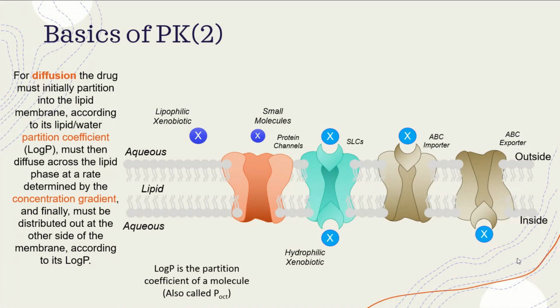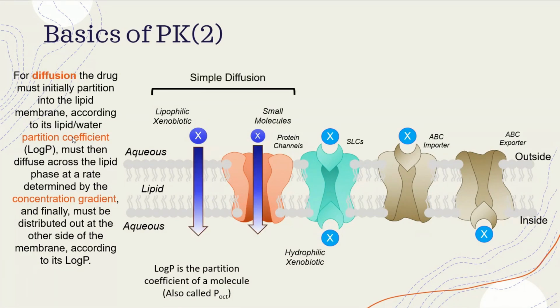So when we're talking about a lipophilic molecule, a drug or a xenobiotic that is fat soluble, its ability to cross really has to do with the amount of solubility in lipid. And this is often called the partition coefficient or log P. And this is just a measure of how soluble it is in fat. And so for lipophilic xenobiotics, or for small molecules, but we'll focus on the lipophilic xenobiotics, they can cross this membrane by simple diffusion.